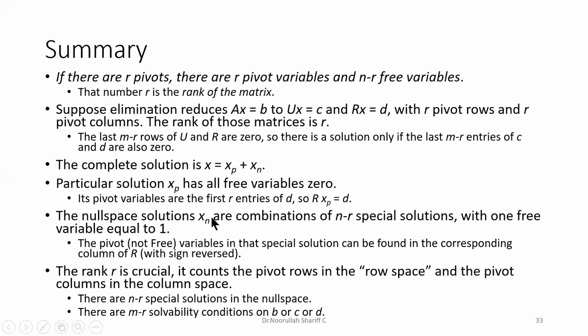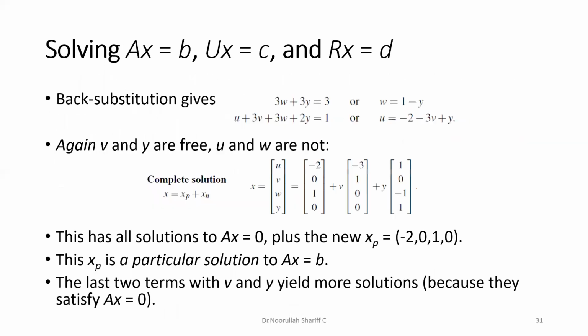The null space solution xn is the combination of n minus r special solutions, with one free variable set to the value 1 and all the other free variables made equal to 0. The not free variables in that special solution can be found in the corresponding columns of R with sign reversed. What does this mean? We need to go back and see what it means.